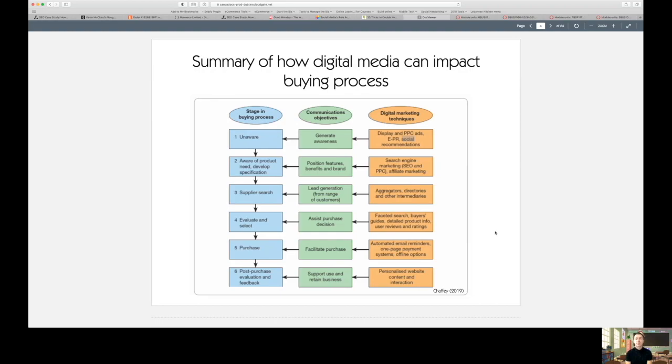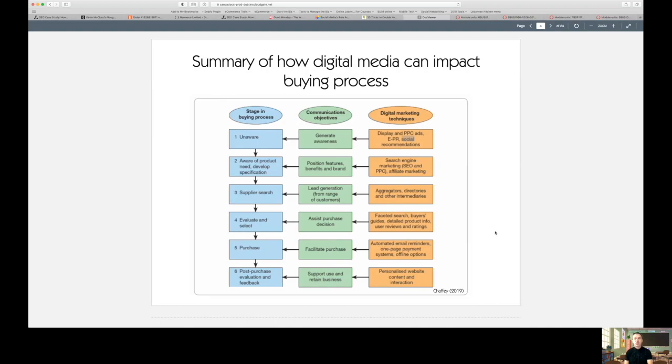which are the areas where the buying process is impacted the most. So when you look at this, you've got three stages. You've got stage in buying process, you've got communication objectives, you've got digital marketing techniques as well. But when you start to look into that, almost in every stage, a possible social media activity or social media profile or social media trend can actually have an impact on what sells and what does not.